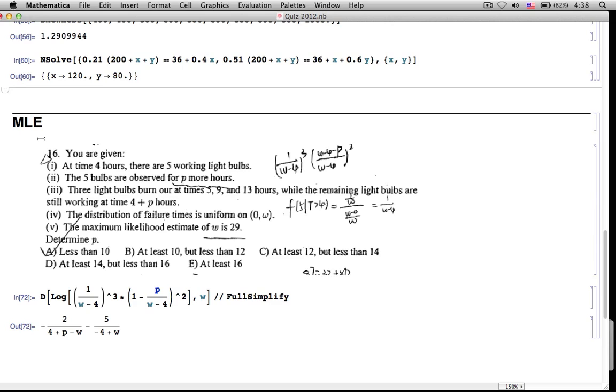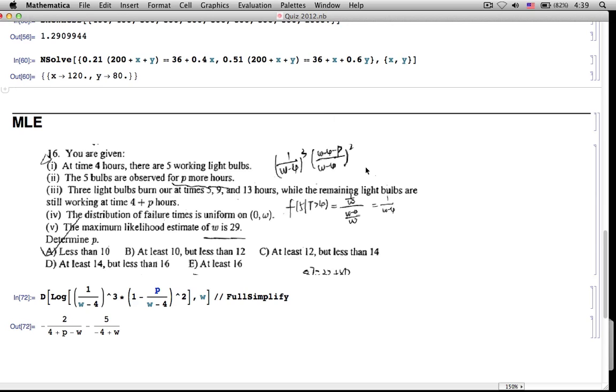This is not as straightforward, because normally the question that will be asked is to use the MLE method to estimate the estimator. Now we're doing the reverse. We're given the MLE estimator, which is omega equals 29, and we're going to calculate p instead. So we start by writing out this portion. This would be the likelihood.